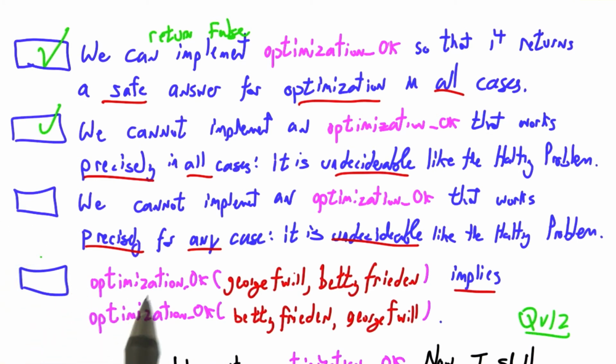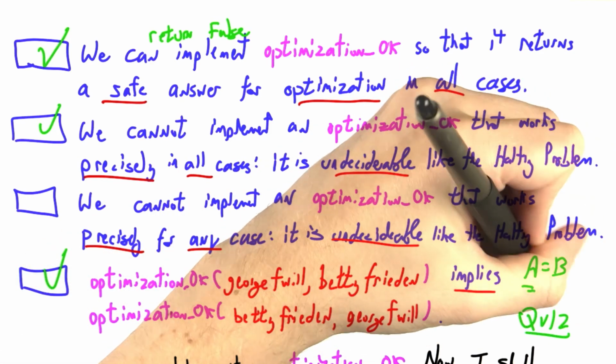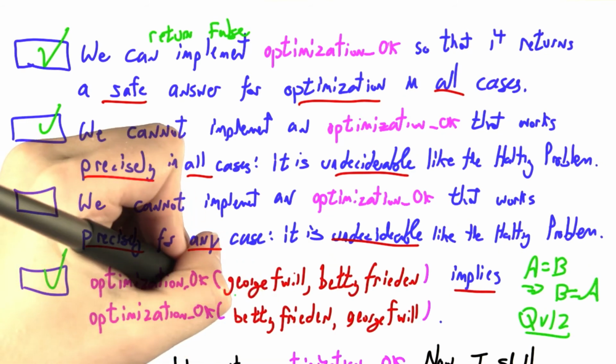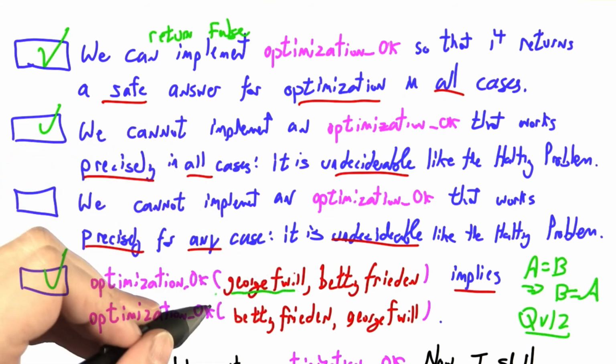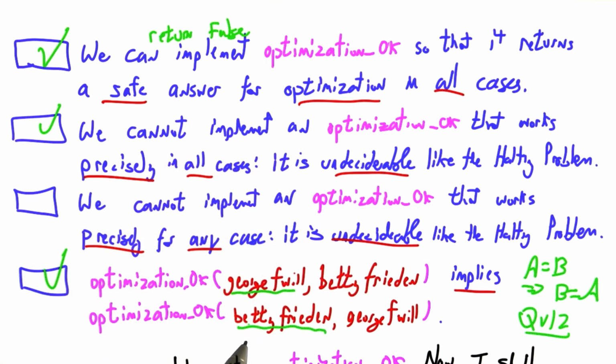And then finally, down here at the end, optimization OK of AB implies optimization OK of BA. This is true because we're just checking equality. If A equals B, then B equals A. And now the two I've picked, George F. Will, a Pulitzer Prize-winning conservative commentator, and Betty Friedan, who wrote The Feminine Mystique and led second-wave feminism in the United States, they're unlikely to have exactly the same things to say. These two are unlikely to be equal. But if they were, then you could reverse it and they would match up. You never know. Check them both out.